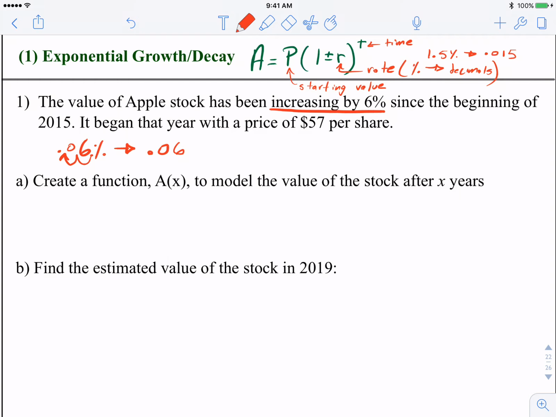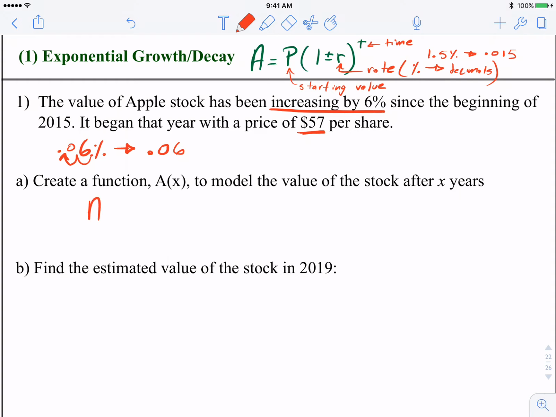Also, is this growth or decay? It says the word increasing, so we're going to assume that's growth. So we're going to be doing 1 plus R when we write our function. Some of the other information here, we see it started. It says the word began with $57. So this is going to be my P value.